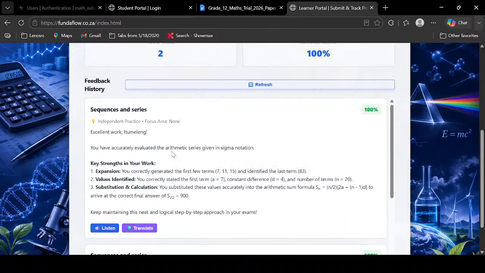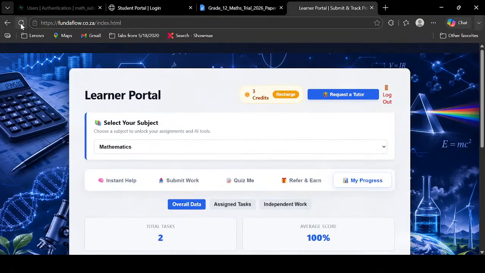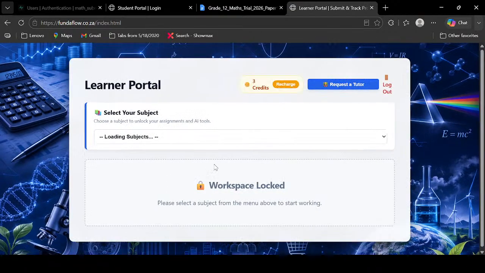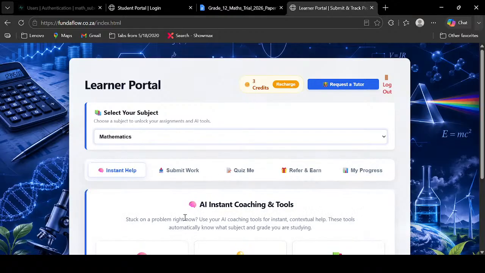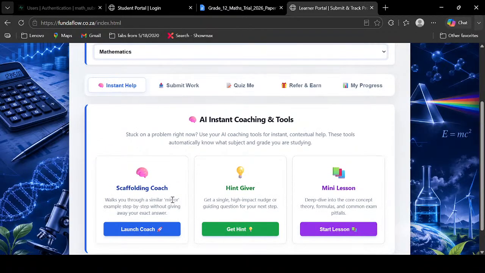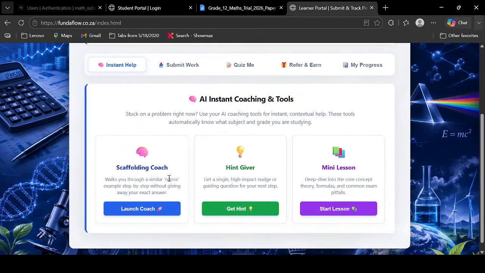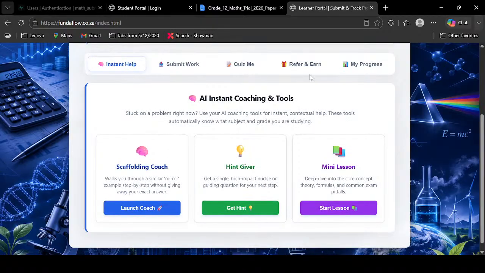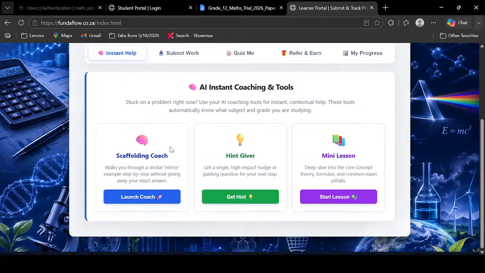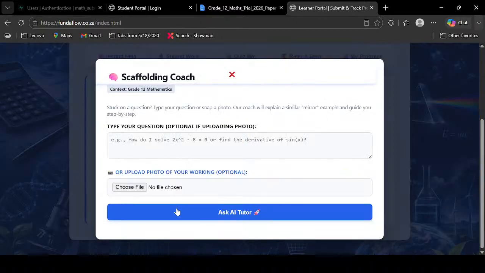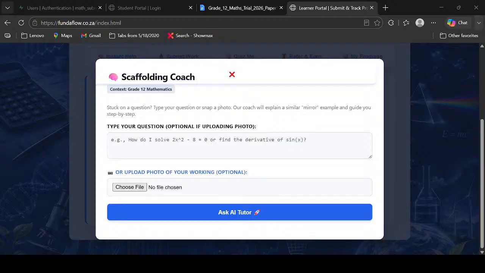Okay, we're going to put it under mini lesson. Scaffolding doesn't matter here, but let's put it under mini lesson. Scaffolding explains itself. Remember we have new updates, but normally you'll find scaffolding on the first page, along with submit work, who am I, and my progress. So all of them you'll find on your first page.